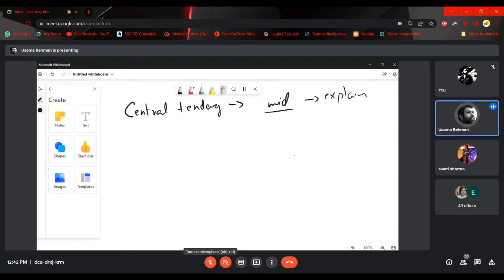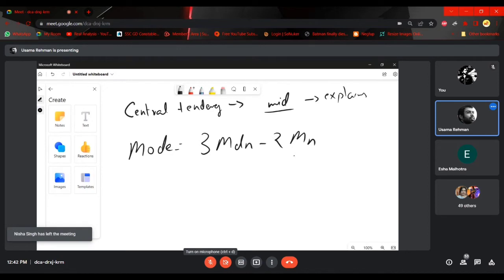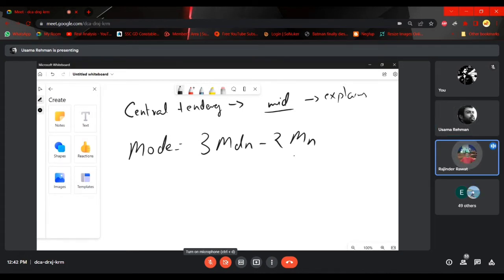Okay, and mode has a formula. Three into median minus 2 into mean will give you the answer of mode. Right. These three are easy, you must have already studied them in 6th, 8th, 9th, 10th. Mode is equal to 3 median minus 2 mean. When we are trying to find out mode, we have to find out median and we have to find out mean also. So thrice of median minus 2 into mean.